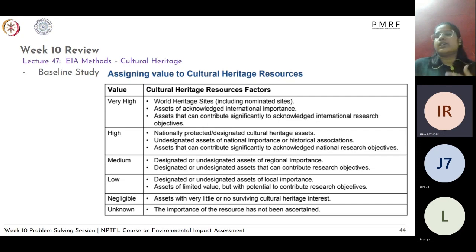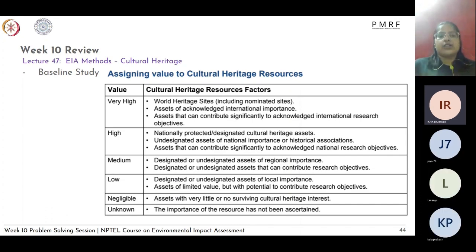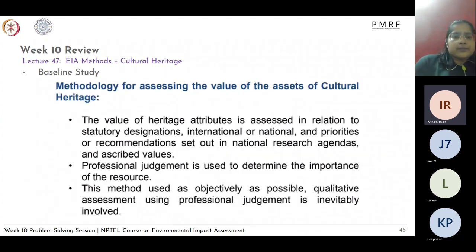Negligible is when you find very little or no cultural heritage relationship. And unknown is when you cannot ascertain the value of the resource based on the cultural heritage, because you don't have enough documentation to prove that it has any significant value. And then the methodology for assessing the value of assets of cultural heritage.